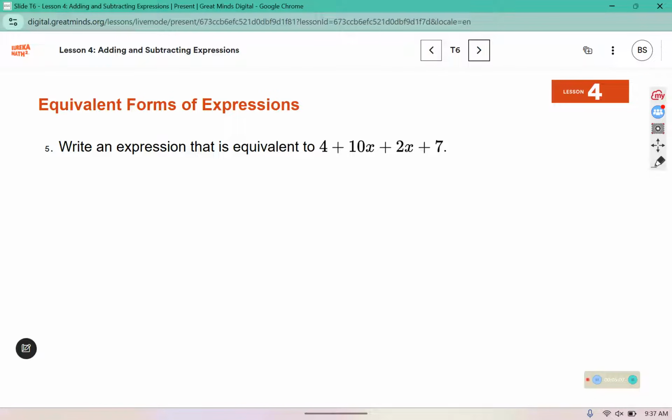Write an expression that is equivalent to this. The x's can get combined. 10 plus 2 makes 12x. The numbers can get combined. 4 plus 7 is 11.